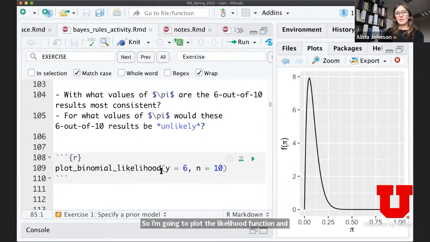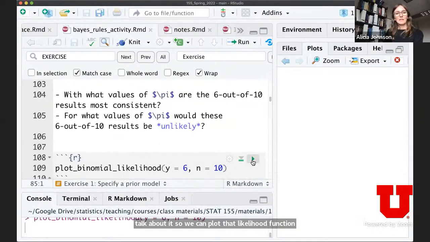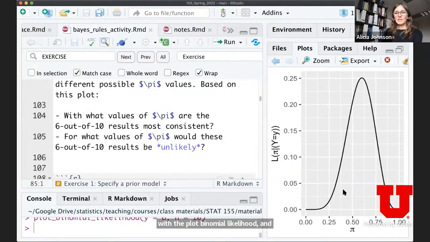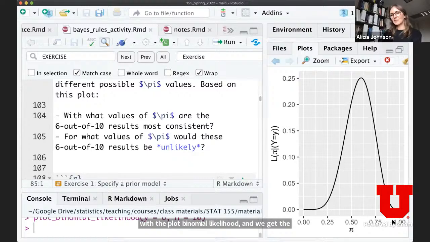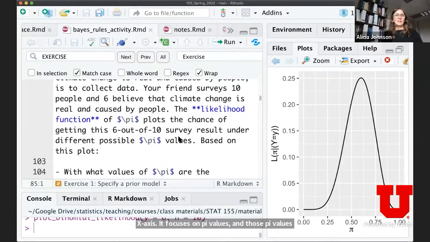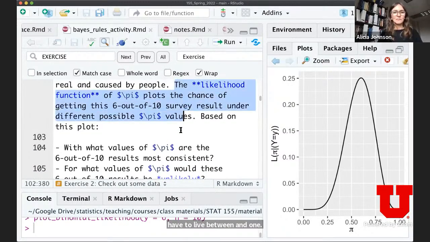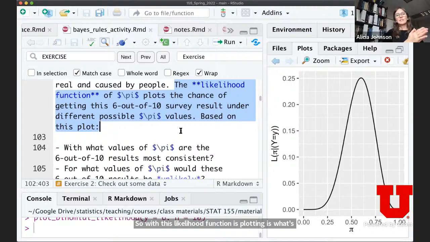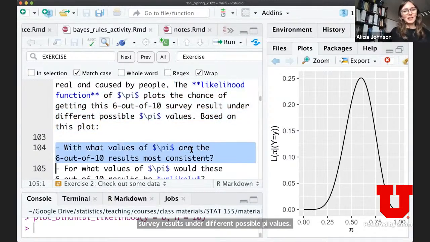We can plot that likelihood function with the plot binomial likelihood function, and we get the picture here. Again, notice that the x-axis focuses on pi values, and those pi values have to live between 0 and 1. What this likelihood function is plotting is, what's the chance that we could have gotten these 6 out of 10 survey results under different possible pi values? Before talking more about it, I'll give people a chance to take a crack at this question. If we're just focusing on the data, not our prior, with what values of pi are the 6 out of 10 data results most consistent?